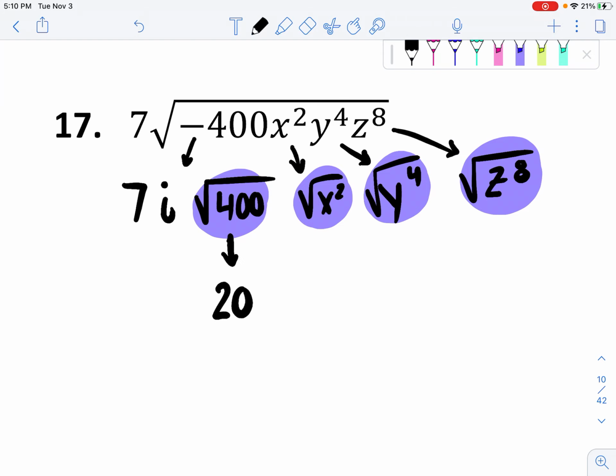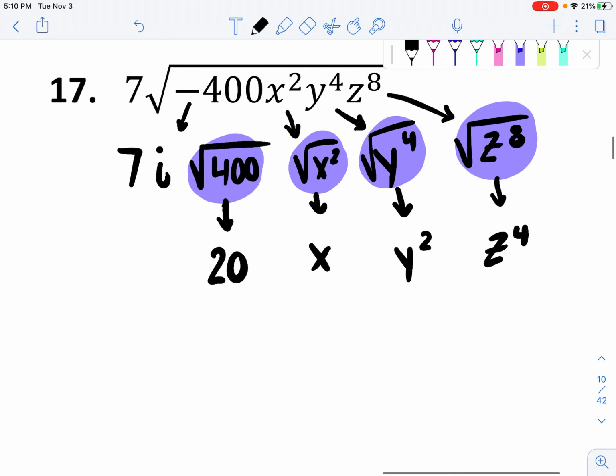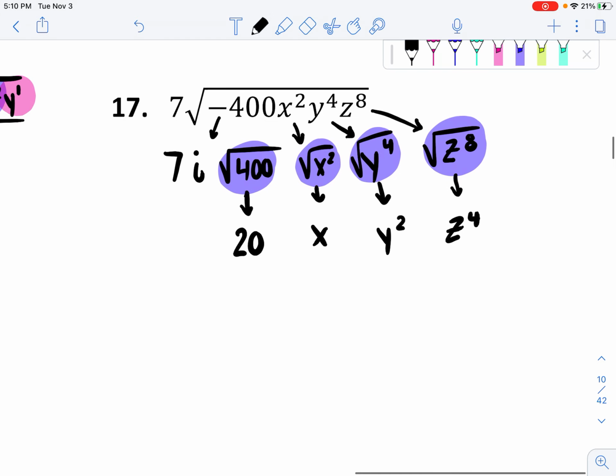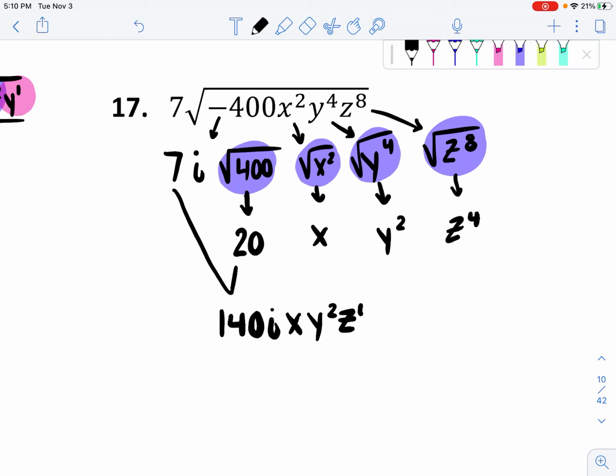They all get released. The square root of 400 is 20. The square root of x squared is x. The square root of y to the 4th is y squared. And the square root of z to the 8th is z to the 4th. So everything's on the outside. So I just have to put it all together. So 7 times 20 is 140. Then we have the i, and then we have x, y squared, z to the 4th.